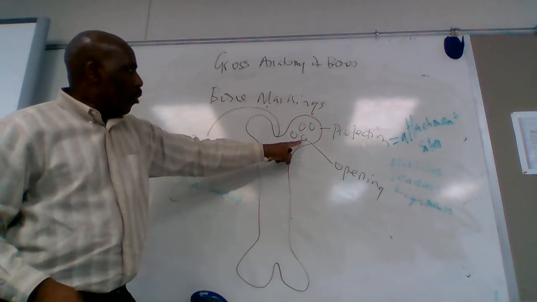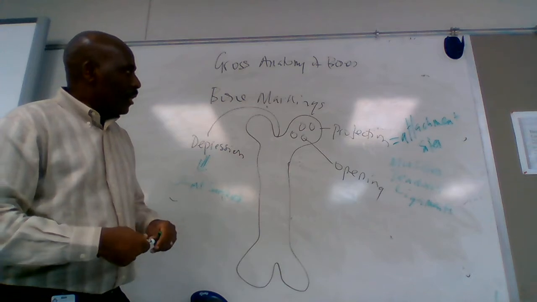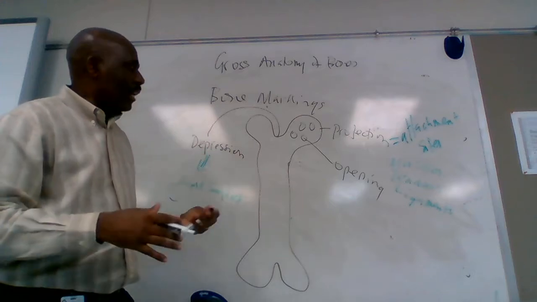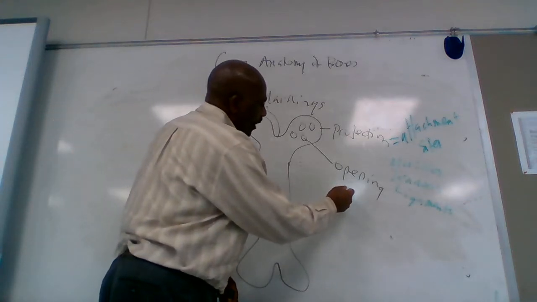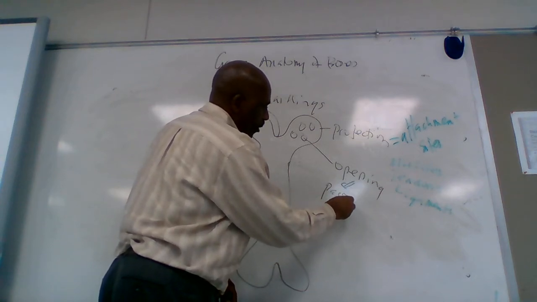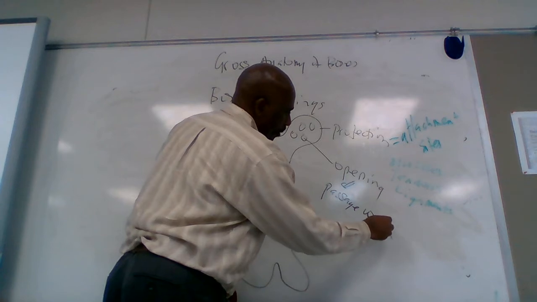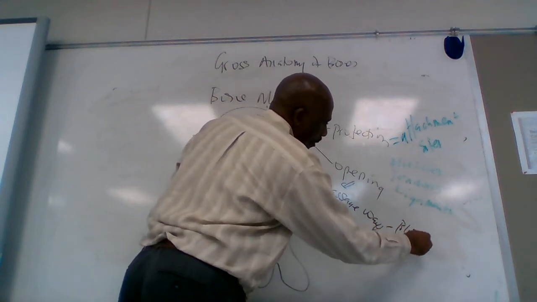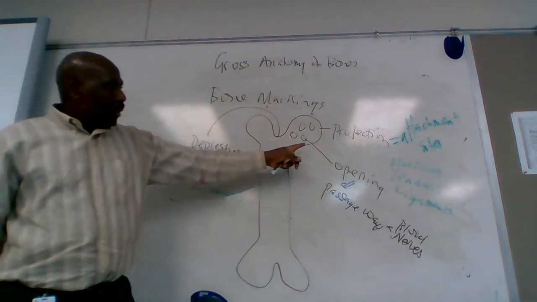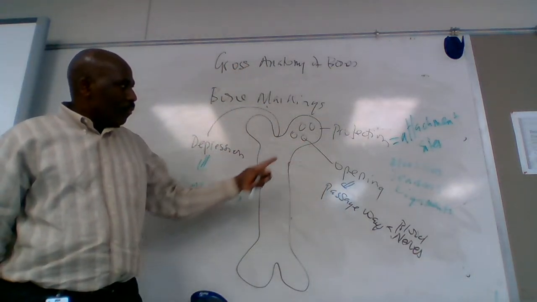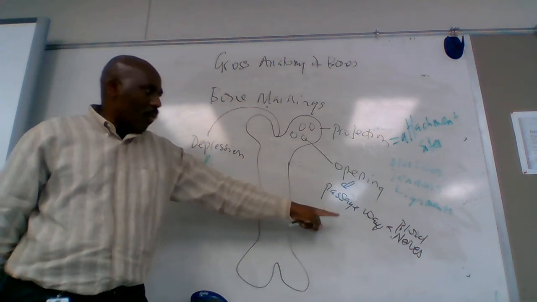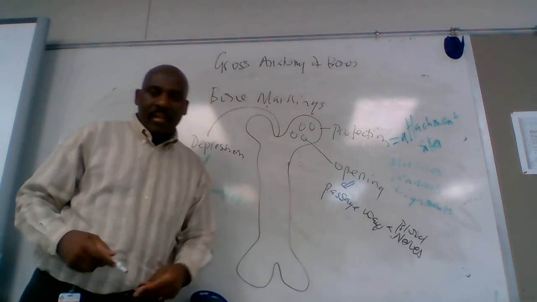Next, openings. These are cavities that you find on the surface of bones. So why do we have these cavities? They serve as passageways. Passageways for what? Blood and nerves.